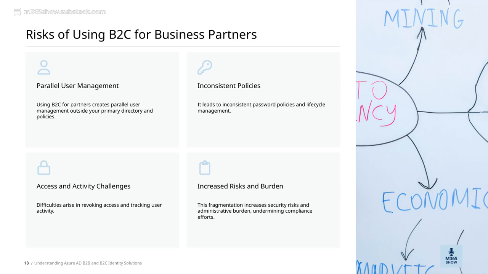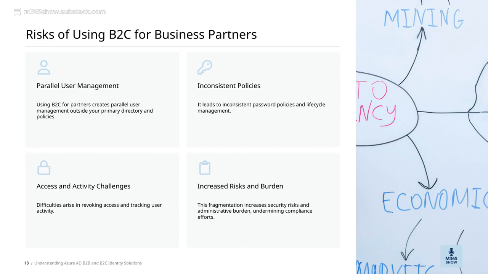Now, let's look at some of the risks involved when using B2C for business partners. As we dive into understanding Azure AD B2B and B2C identity solutions, it's important to recognize that this kind of fragmentation can actually increase security risks. It also adds to the administrative burden, which can make compliance efforts more challenging. One of the key issues is the difficulty in revoking access and tracking user activity. When user management is spread across multiple systems, it becomes much harder to control who has access and to monitor what they're doing. This leads us to the next point: inconsistent password policies and lifecycle management. Without a unified approach, each system might have different rules, which can create vulnerabilities and confusion.